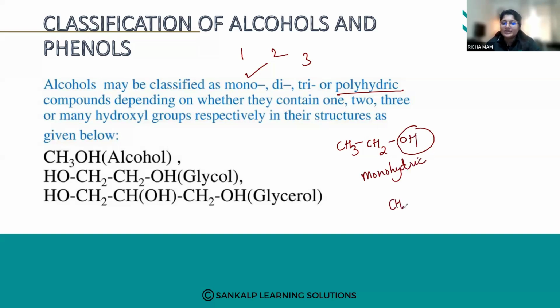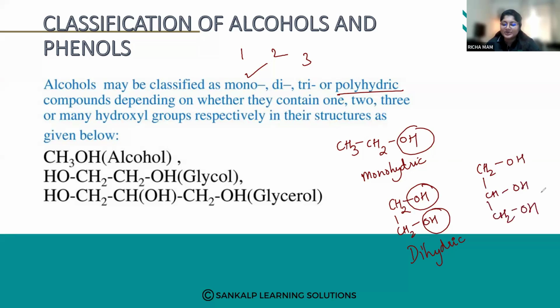Now, another example, CH2OH and CH2OH. How many OH groups are there? Two OH groups, so they are termed dihydric alcohols. One more example: CH2OH, CHOH and CH2OH. How many OH groups are there here, students? Three OH groups, so they are termed trihydric alcohols.